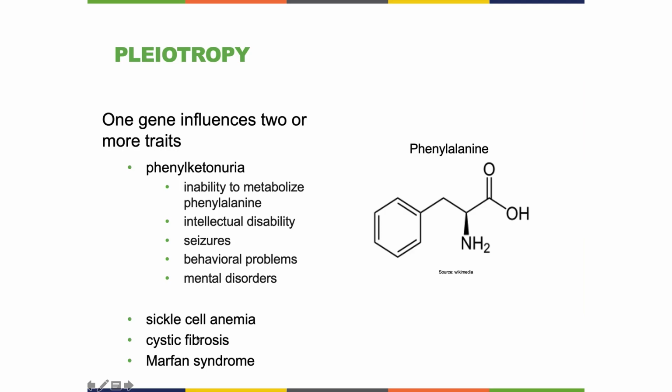Sickle cell anemia, cystic fibrosis, Marfan syndrome are all genetic syndromes associated with pleiotropy.